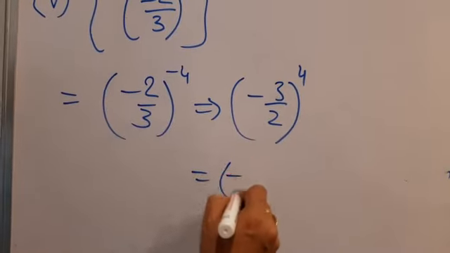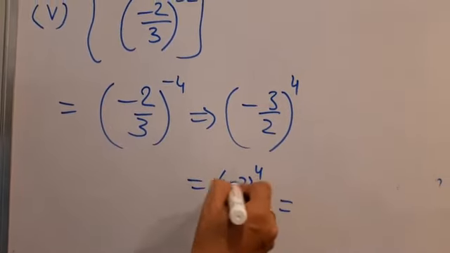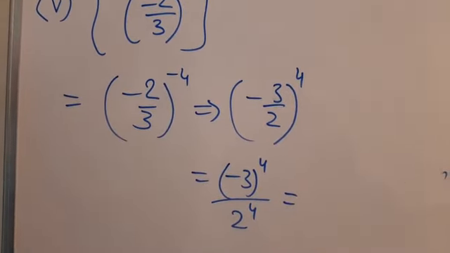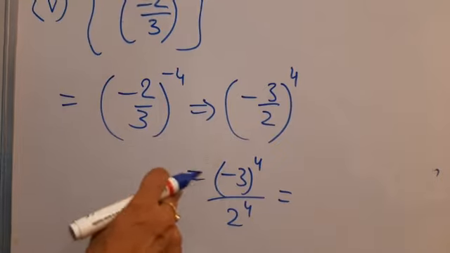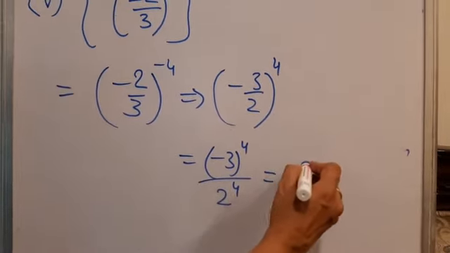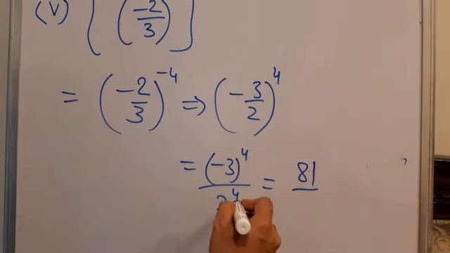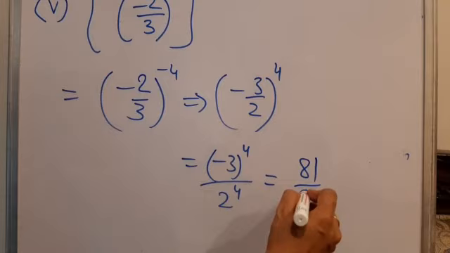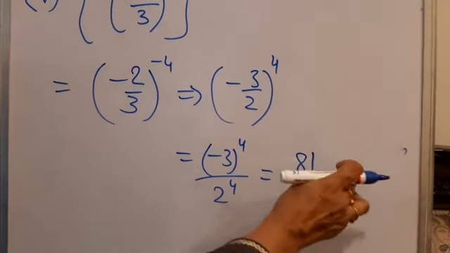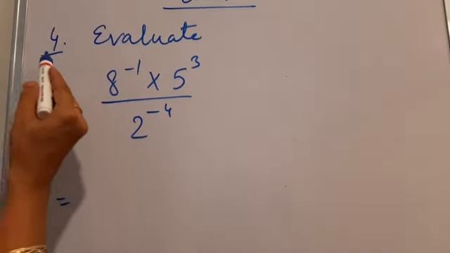So minus 3 raised to power 4 upon 2 raised to power 4. Minus 3 raised to power 4 means minus 3 multiply itself 4 times. Minus 3 into minus 3 into minus 3 into minus 3, you will get 81, and 2 raised to power 4 means 2 is multiplied 4 times, and it will become 16. So this is the result. Come to question number 4.